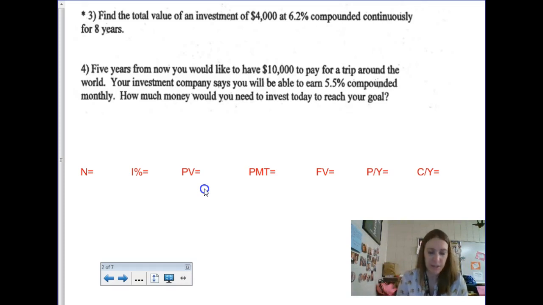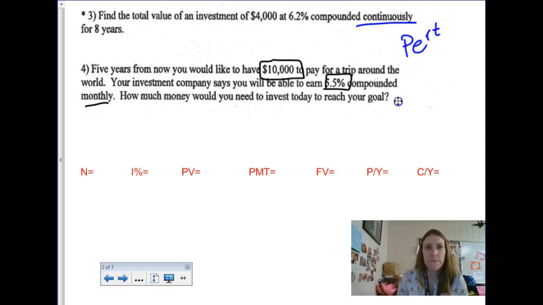All right, I'll let you look at number 3. It says continuously, so you're going to be using PERT. I'm assuming this has probably been set up as a homework assignment for you. So number 4, let's go ahead and use the solver this time. If I have $10,000, I'm going to earn 5.5% compounded monthly. How much would you need to invest today to reach your goal?